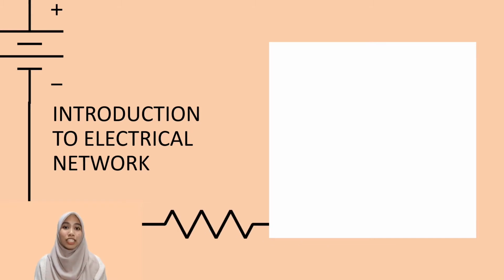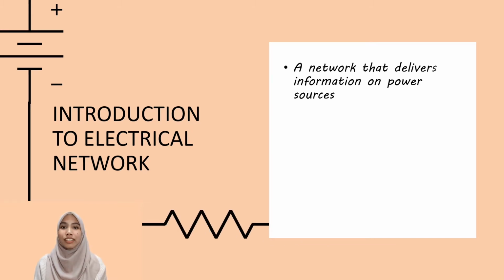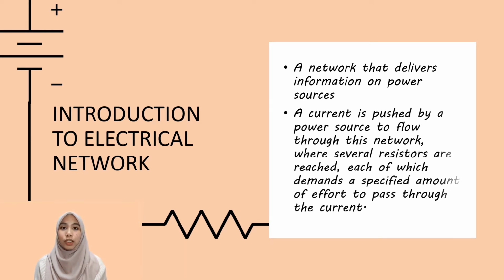Next, introduction to electrical network. An electrical network is a kind of network that delivers information on power sources. A current is pushed by a power source to flow through this network, where several resistors are reached, each of which demands a specified amount of effort to pass the current through.